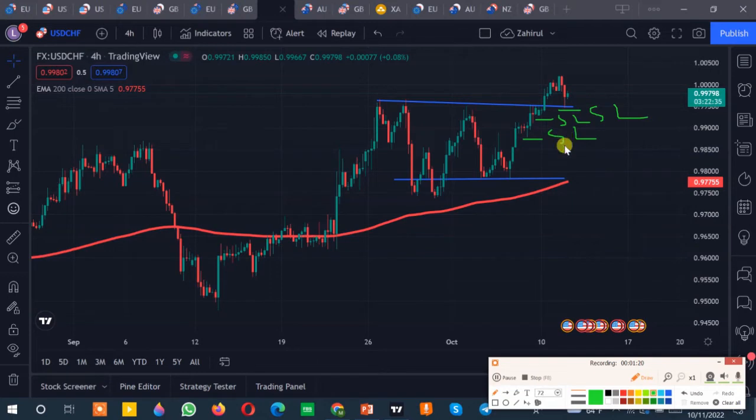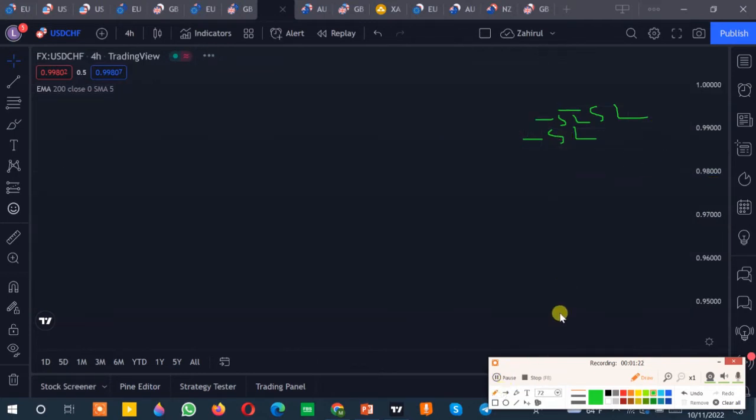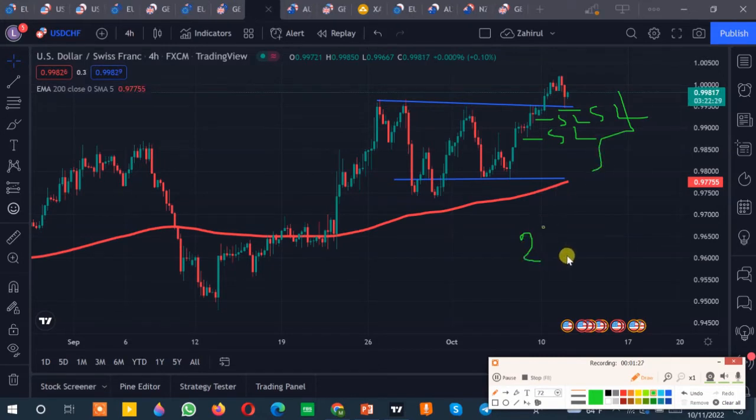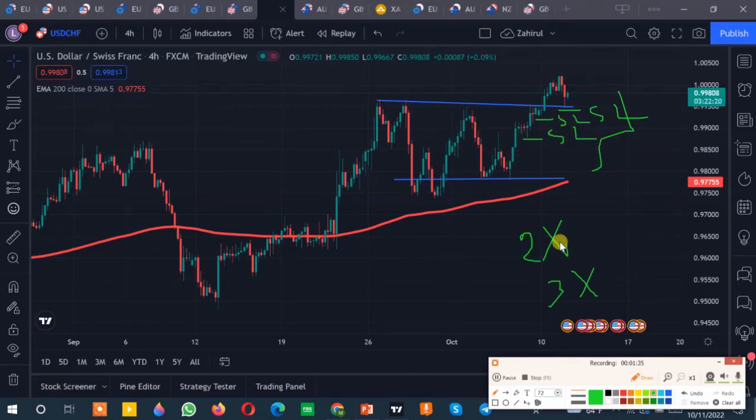Where is our target? We can set our target just 2 to 3-fold. From our stop loss, it will be 2-fold or 3-fold.